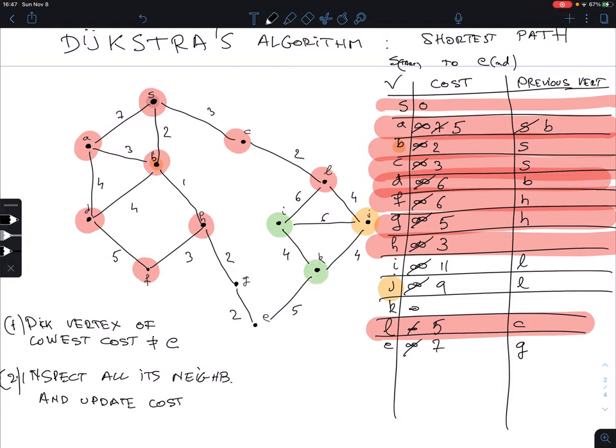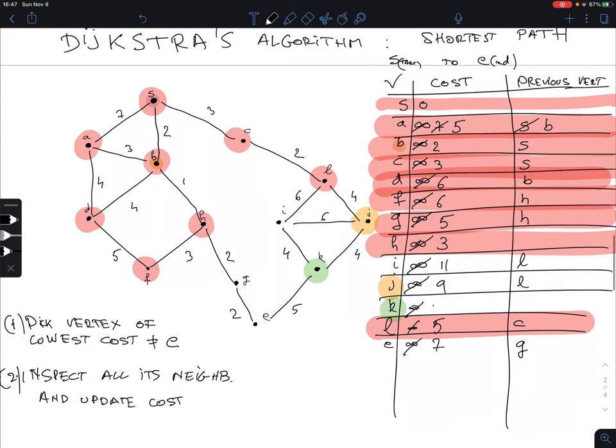Okay, so let's update the cost. Well, let's mark them first. So I and K. Let's update I. Is there an update in I? I currently cost 11, but if you come from J, what's your cost then? Well, 9 to get to J, and then another 6 to go to I, that's 15. That's not better, so I'm not going to update you. Now what about K? Yeah, clearly K is going to be better than infinity, right? So the cost to go to K through J is 9 plus another 4, that is 13.